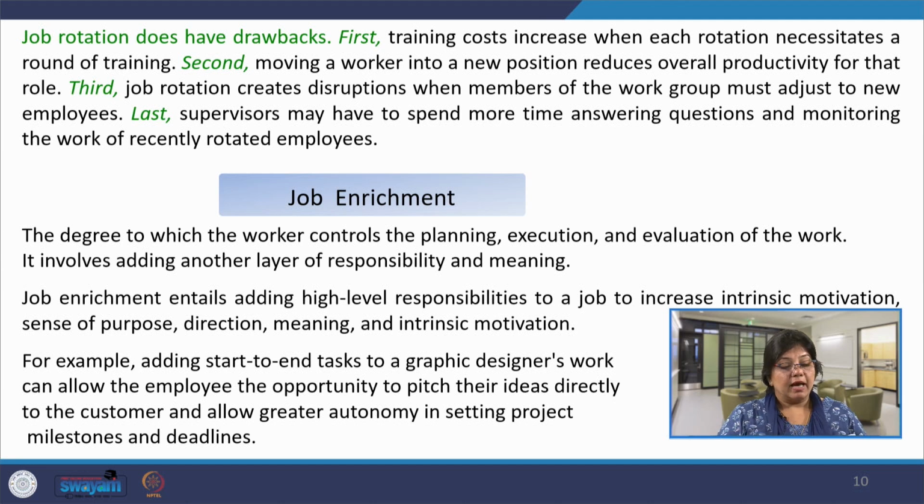For example, adding start to end tasks to a graphic designer's work can allow the employee the opportunity to pitch their ideas directly to the customer and allow greater autonomy in setting project milestones and deadlines. So, the graphic designer owns all the responsibility of how he has to perform the job, along with some more control in the procedure and in the execution and evaluation of the work. This is enrichment. So, obviously under such a strategy, the job of a graphic designer has been redesigned.